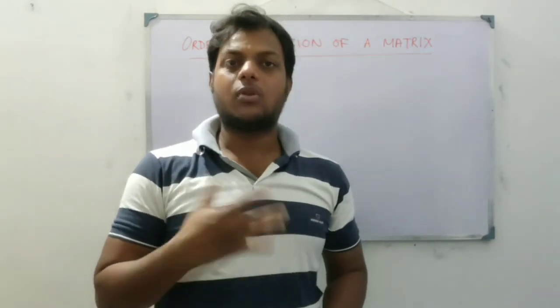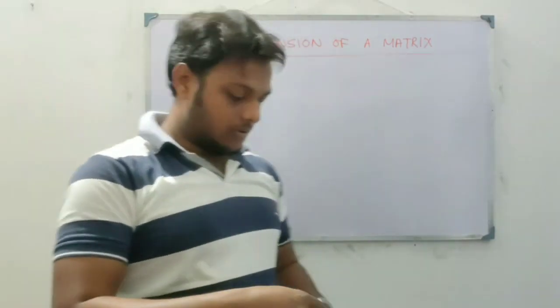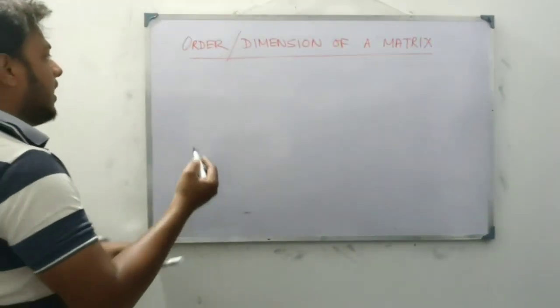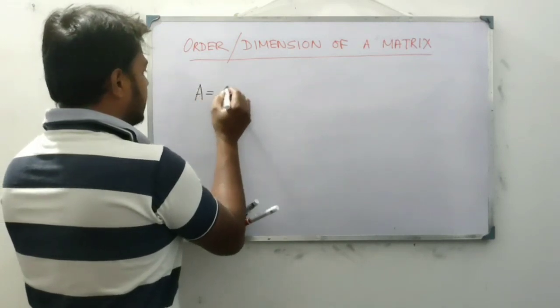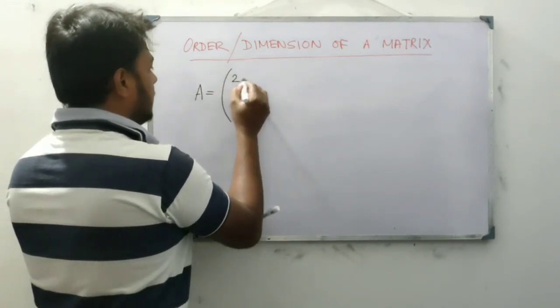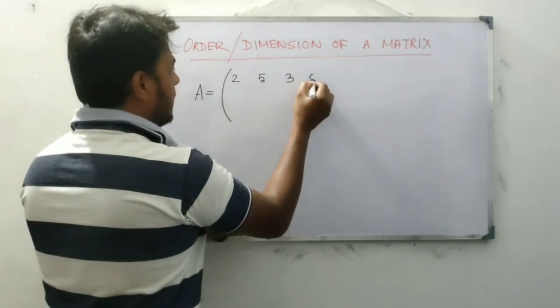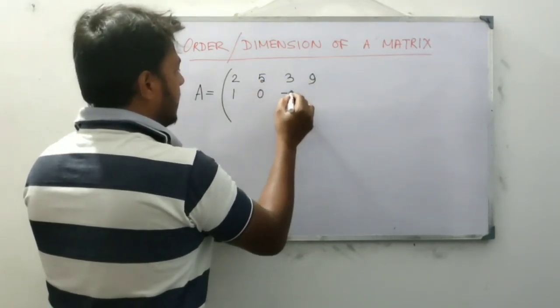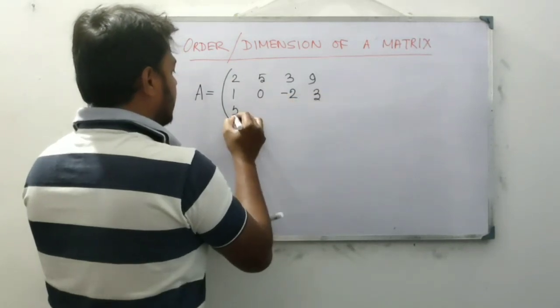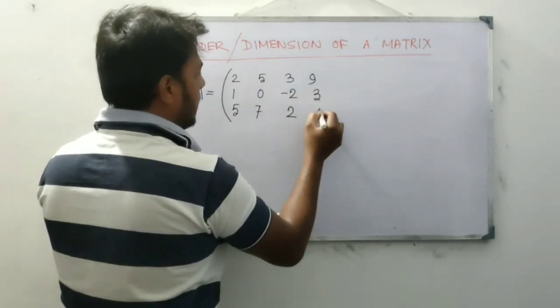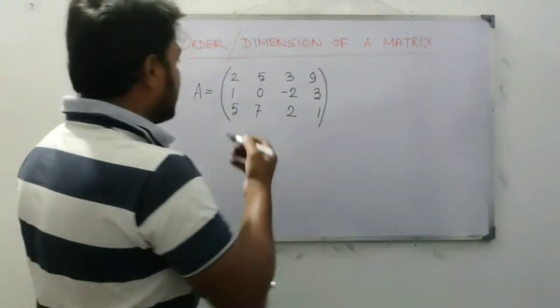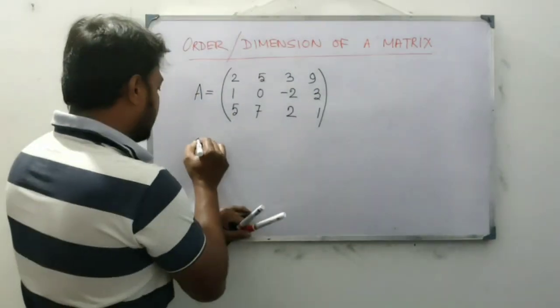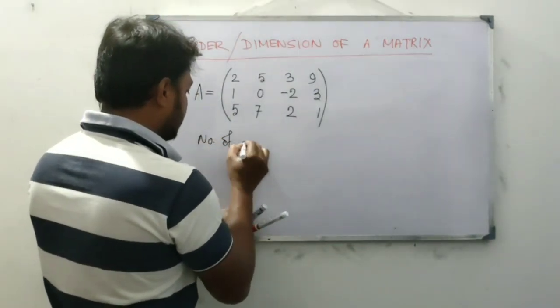Next definition, order or dimension of a matrix. What is order and what is dimension of a matrix? Suppose I am considering an example. Let capital A equals, I am using first bracket, 2 5 3 9 1 0 minus 2 3 5 7 2 1. Then clearly this is a matrix. So first count the number of rows.